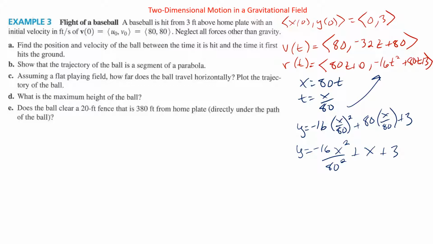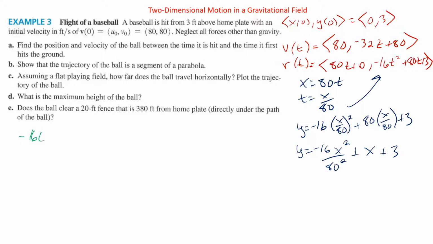And then, assuming a flat playing field, how far does the ball travel horizontally? Plot the trajectory of the ball. So how far does it travel horizontally? Well, we actually have an equation for it, a normal equation. We could use that. Or we could go back to the ones that are a little bit easier because they don't have the 80 squared and stuff. Well, we want to figure out when does the y value equal 0. So we can set that to equal 0.